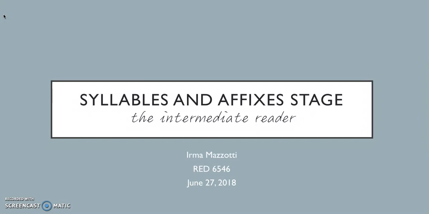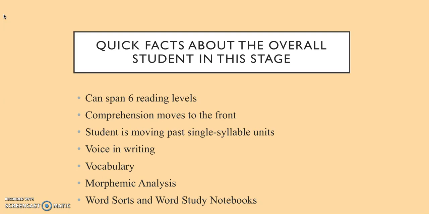This section is the Syllables and Affixes stage, and this is where you're going to find that intermediate reader. Some really quick facts about the overall student in this stage is that reading levels in this stage can span 6 reading levels, usually from 3rd to 8th grade. Comprehension is going to move to the front of the learning environment. Basically, your student is really going to need to establish some background knowledge and some vocabulary.